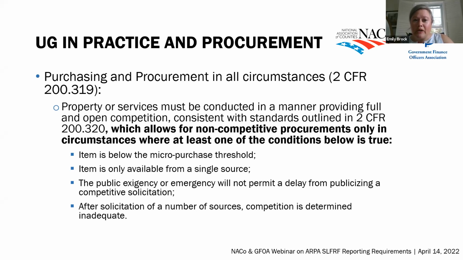So first of all, purchasing and procurement in uniform guidance. You can find this in 2 CFR 200.319, and you can also see this repeated verbatim in the compliance and reporting guidance from US Treasury. What Treasury is saying is that procurement of property or services in all circumstances must be conducted in a manner providing full and open competition, which means those standards outlined in uniform guidance, 2 CFR 200.320, which allows non-competitive procurements only in limited circumstances. And I'd like to also really highlight that.